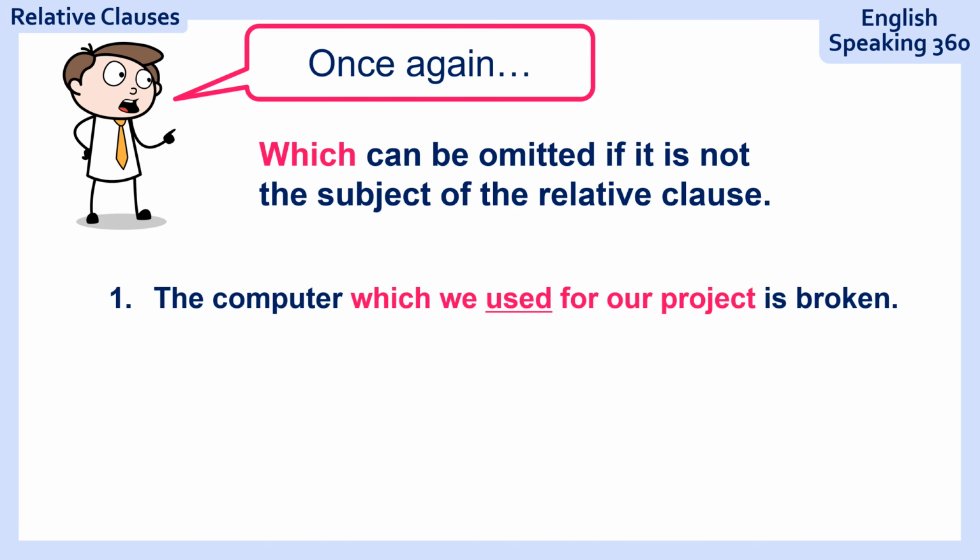The computer which we used for our project is broken. Who used something? We used the computer. So we is your subject. In this case, which is not the subject, it's actually the object. We used what? We used the computer. It means that we can remove it because it's the object. So the sentence could become, the computer we used for our project is broken.